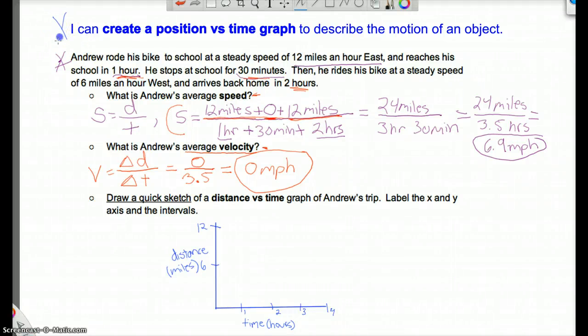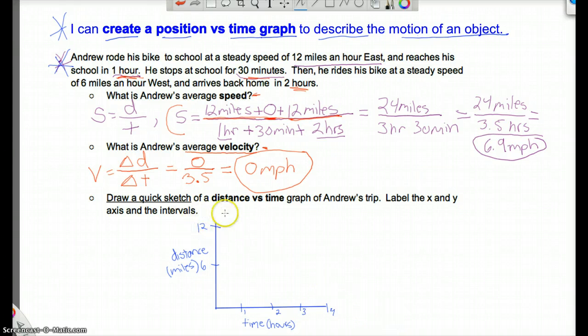All right, this I can statement says I can create a position versus time graph to describe the motion of an object. So we're going to go ahead and create a position versus time graph using this same scenario here of Andrew. And we'll do that simply by walking through his steps. I went ahead and drew down here a quick graph, the bones of the graph in terms of the x-axis and y-axis and how it will be labeled.